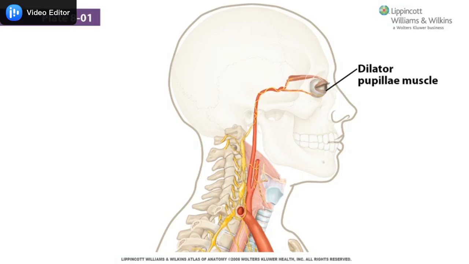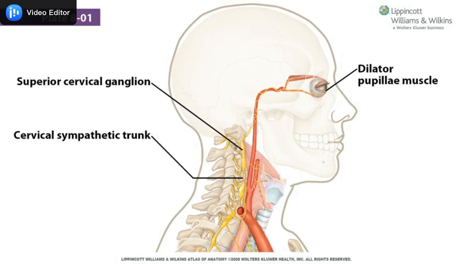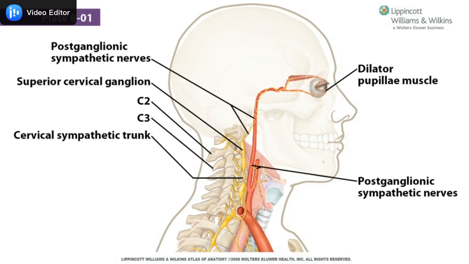If the target organ is in the head, such as the dilator pupillae muscle, a muscle of the eyeball involved in dilation of the pupil, the sympathetic fiber will ascend through the cervical sympathetic trunk in the neck. The sympathetic fiber will synapse at the superior cervical ganglion, which is the site of the cell bodies of all postganglionic sympathetic fibers destined for target organs in the head. The superior cervical ganglion, which is usually longer than the other ganglia in the sympathetic trunk, is located at the level of the second and third cervical vertebrae. The postganglionic sympathetic nerves then follow the carotid arteries and their branches into the head to reach their target organ.